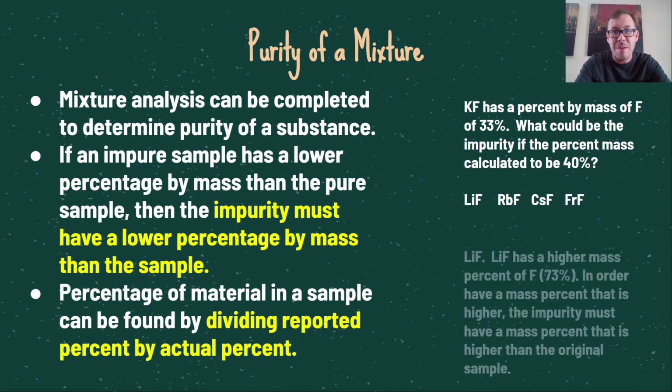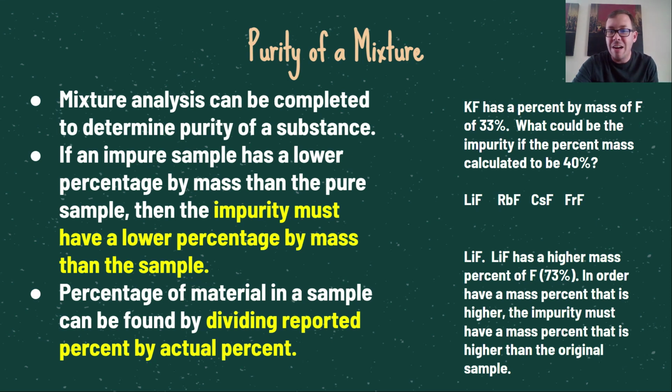So the best answer here is going to be lithium fluoride. Lithium fluoride has a higher mass percent of F. In order to have a mass percent that is higher, the impurity must have a mass percent that is higher than the original sample. RbF, CsF, and FrF all have a lower percentage of fluorine because rubidium, cesium, and francium all have higher molar masses, which results in the percentage by mass of fluorine being lower than what it should be. LiF, if it's the impurity, is going to make that mass percent higher. So it's a little bit complex to think about, but as you reflect on what results in a higher mass percent and what results in a lower mass percent, you can easily figure out what the impurity of a substance is in a mixture.